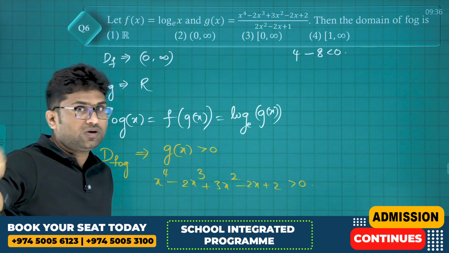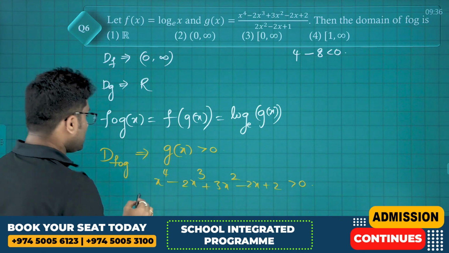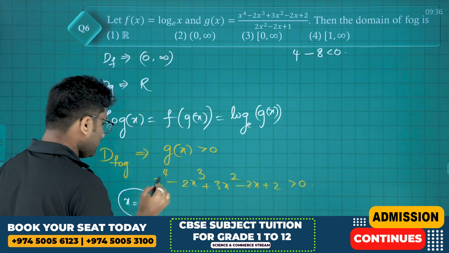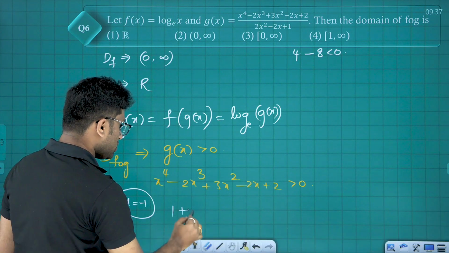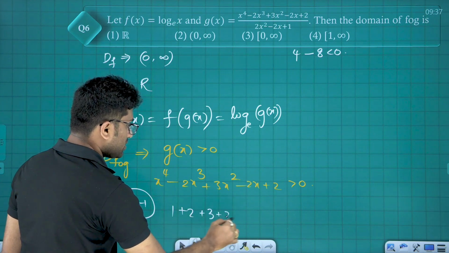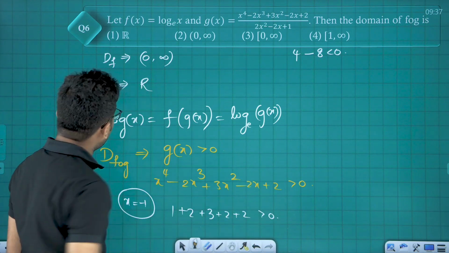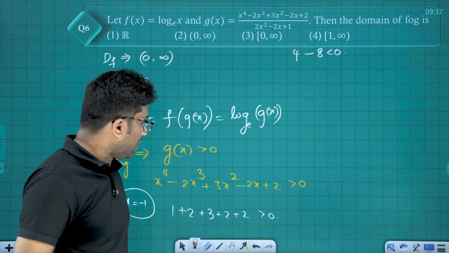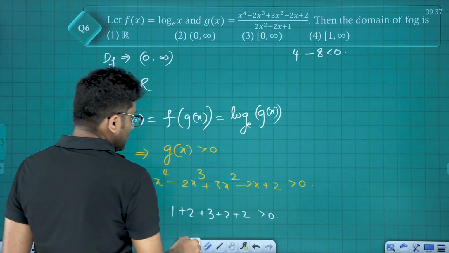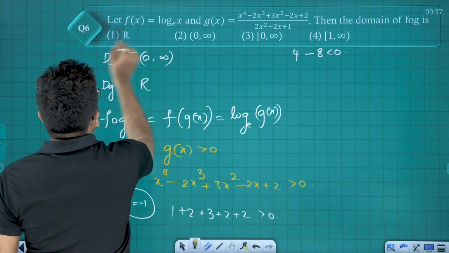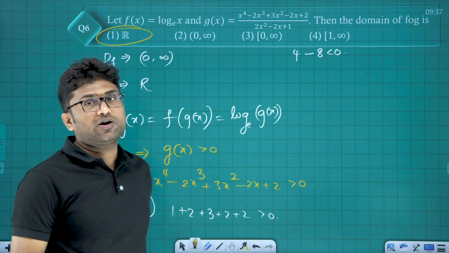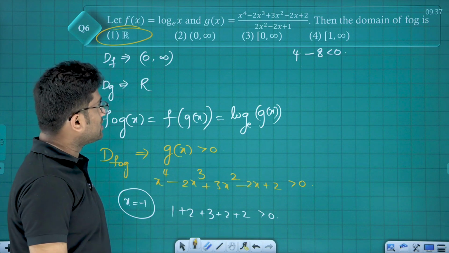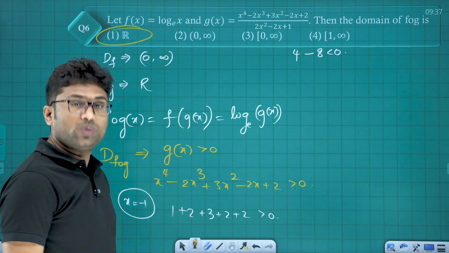Only in the first option we have negative real numbers also. Just put x equals minus 1. If you put x equals minus 1, 1 plus 2 plus 3 plus 2 plus 2 is for sure greater than 0. That means negative real numbers are also part of this. Positive are part, negative are part. So clearly, the domain of F circle G of x is x belongs to capital R. Clear? Domain of F circle G of x is x belongs to capital R, friends, which is very simple.